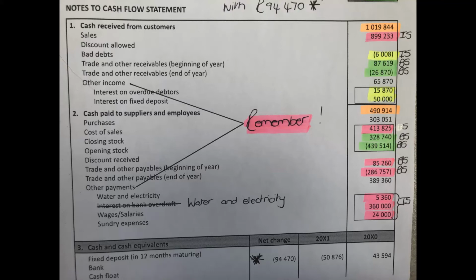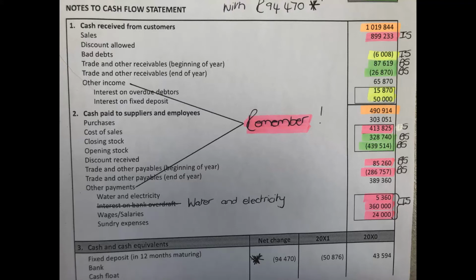65,870. All right, if we add those amounts, the sales, deduct bad debts, add trade and other receivables at the beginning of the year, deduct that at the end of the year, and add other income, we get to a total of 1,019,844. And that was the amount for cash received from clients or cash received from customers. All right.